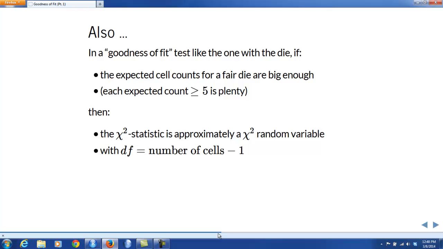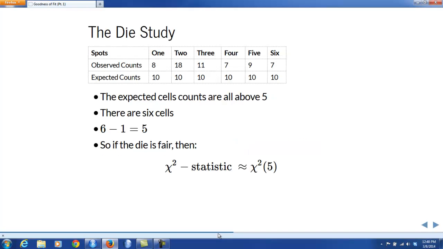In particular, it's distributed like the one with degrees of freedom equal to the number of cells in the table minus 1. So for the die study here, our observed counts came in a table consisting of 6 cells because the factor variable side that lands up has 6 possible values: 1 spot, 2 spots, 3 spots, 4 spots, 5 spots, 6 spots. As for the counts expected by the null hypothesis, they're all 10. So they're all above 5.